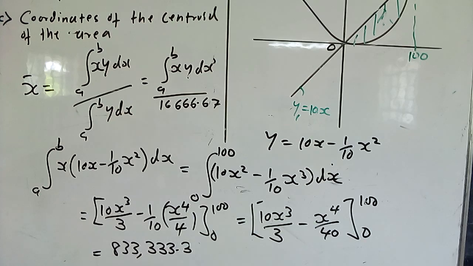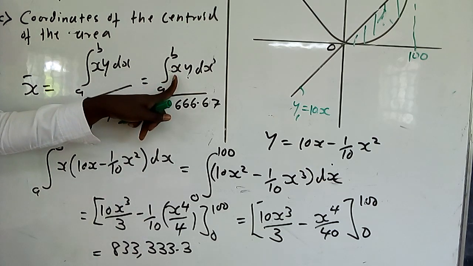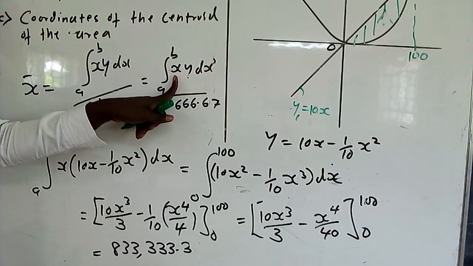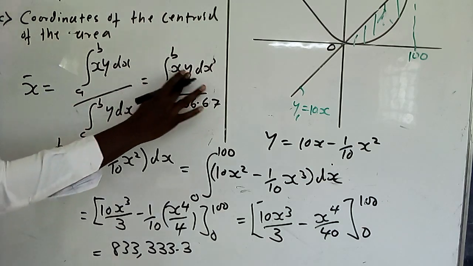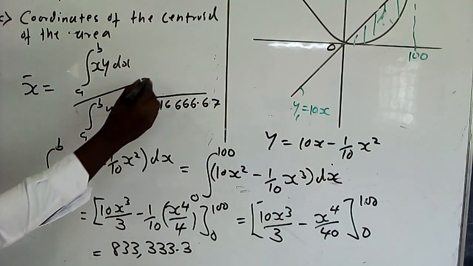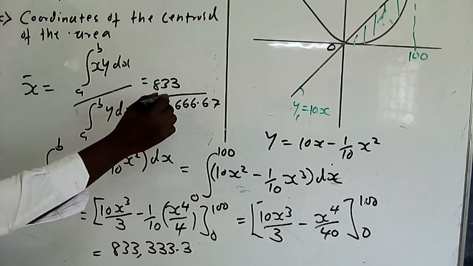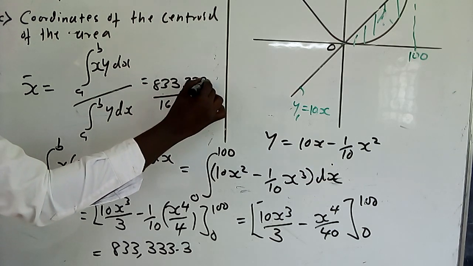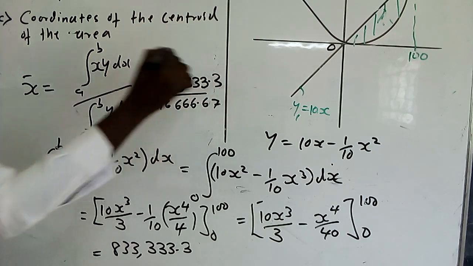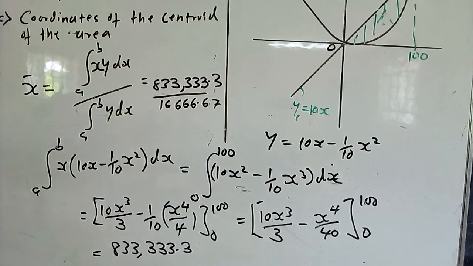So after that, we now go back and get our x back. Where there is the integral of xy dx, the whole of this, we found it to be this numerator. So can you substitute this numerator you found? You found this numerator to be 833.3. Are we together? We are done with x bar. Let's go to y bar.